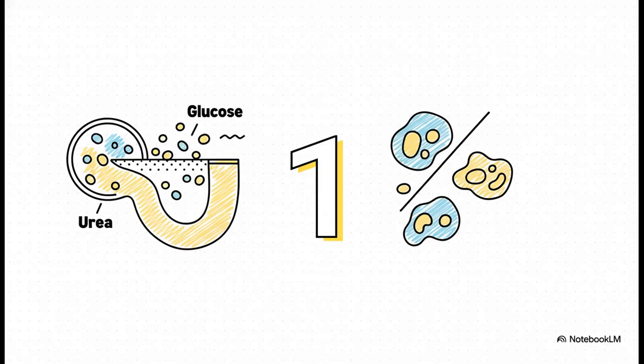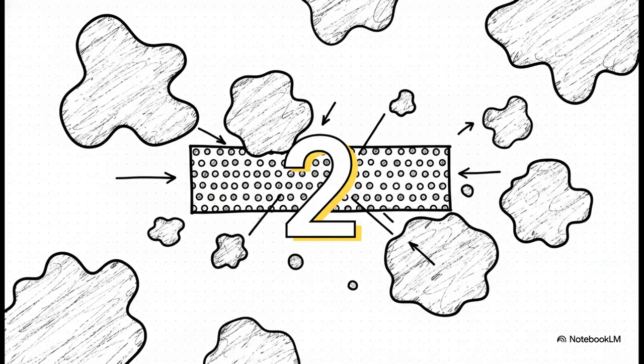First mark is for saying that the small stuff, so glucose and urea, gets filtered out of the blood. It's as simple as that. They're tiny, so they can squeeze right through the filter. For the second mark, you have to point out that the big molecules like protein are not filtered. They're just too large to pass through, so they stay in the blood where they're needed.